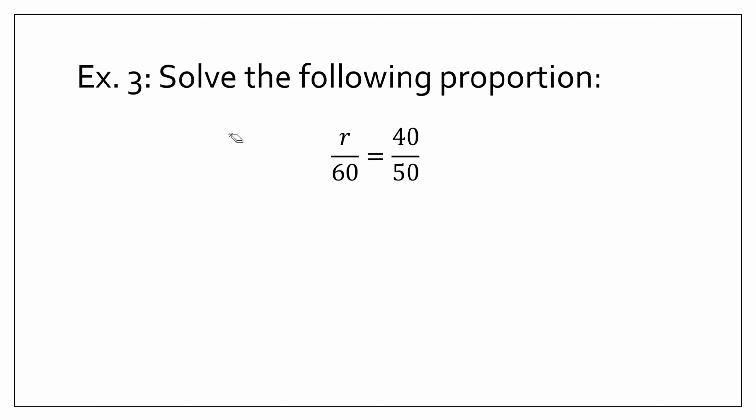So let's look at our last example. And in this last example, I could think of it like scaling. So like, how does 50 scale up to 60? What would I need to multiply 50 by to get 60? But that's not an easy scaling. I don't really know what I should multiply by. So instead, let's treat this like an equation.